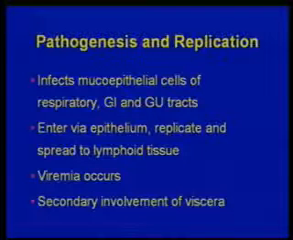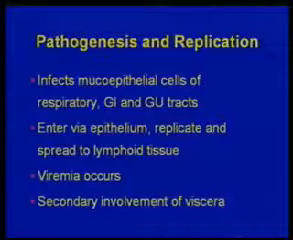Okay. Now we go on to the actual pathogenesis. We know that this can be a respiratory pathogen, but it can also affect mucoepithelial cells of other tracts. And once it spreads to these tracts, it replicates there, it spreads to the lymphoid tissue, which is how it got to the adenoids when it was first discovered. And then, if it replicates in the lymphoid tissues, it can spill over into the bloodstream, causing viremia.